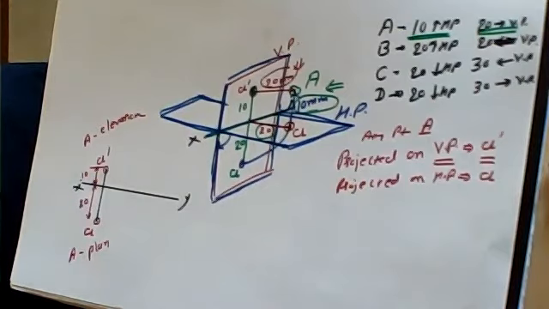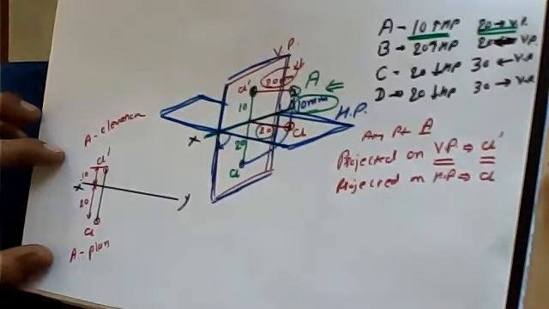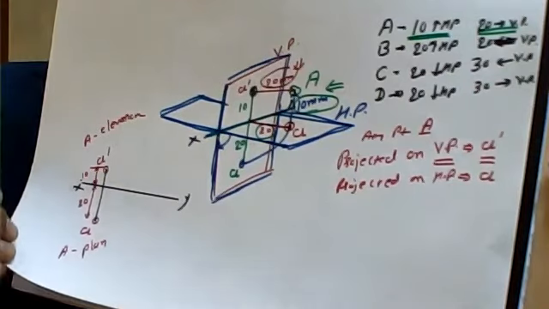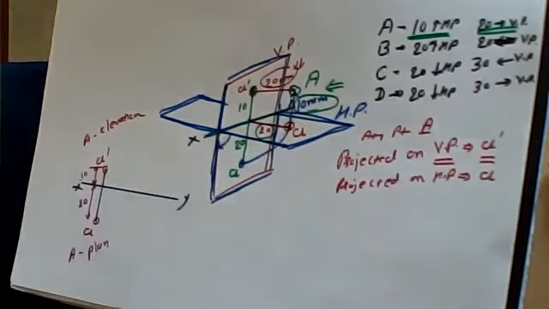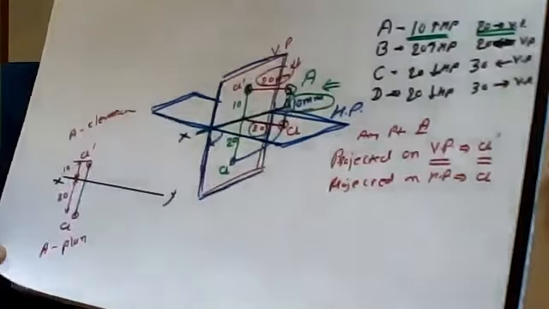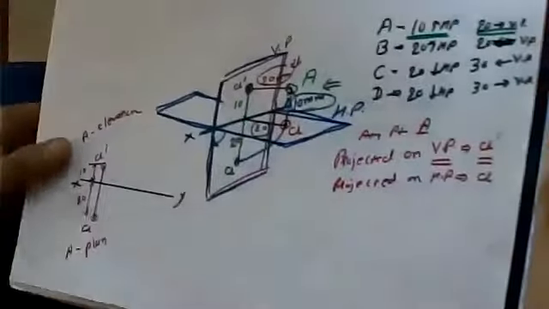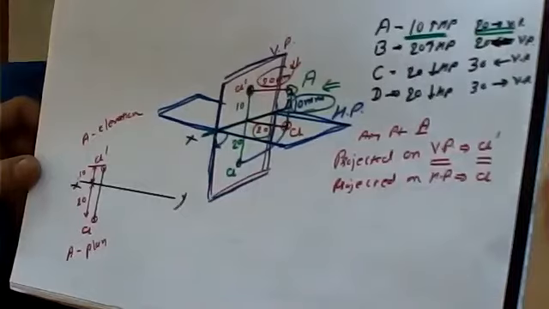Okay, so this is about point A. Now let us discuss point B. What is the criteria for point B? Point B is 20 mm above HP and 20 mm behind VP. So let us draft it on another page. We are discussing the position of point B.